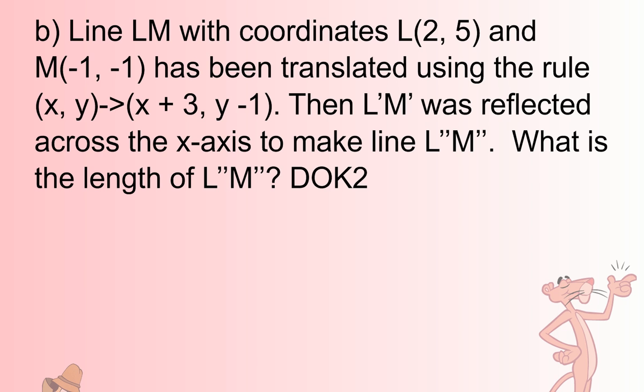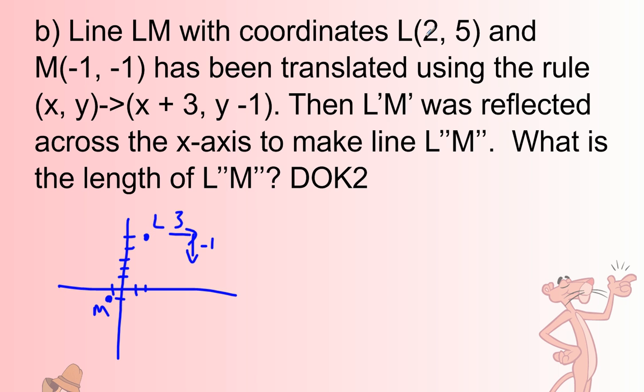Now, if you did the problem, there's a couple ways that you could get this answer. First off, let's do it the long way. So, a little sketch. L is at (2, 5): 1, 2, 3, 4, 5. Over here is L. M is at (-1, -1) right here. It says it has been translated using the rule (x + 3, y - 1). So x is going to go that way, plus 3 units, and then down 1 unit.